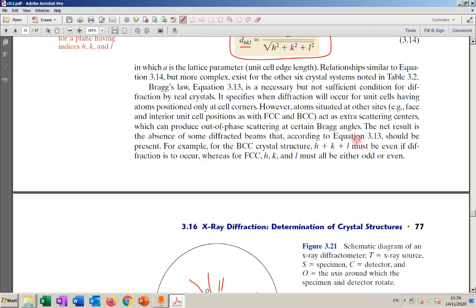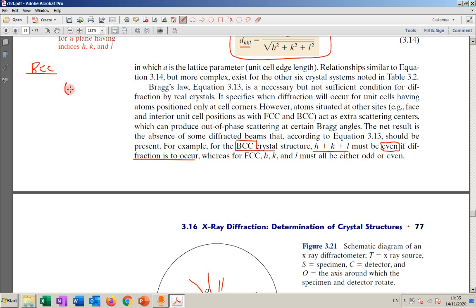Now, it's written here that for a BCC crystal structure, for the peaks that you see on the pattern, in order to have a diffraction, the peaks to be shown, H plus K plus L must be an even number. H plus K plus L, the Miller indices, must be even. Now what does that mean?